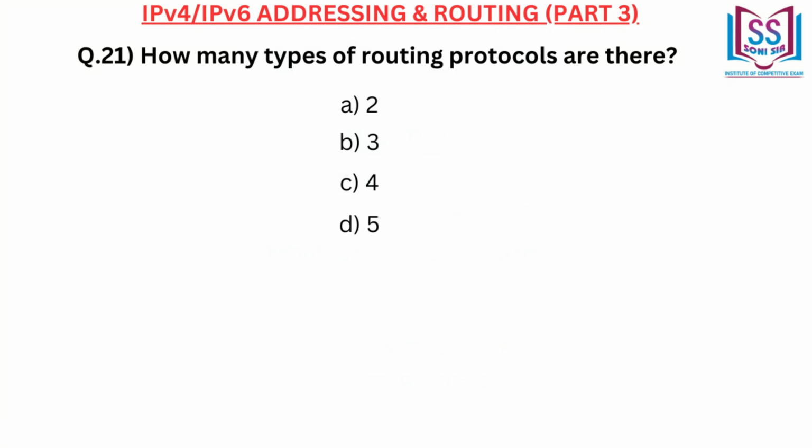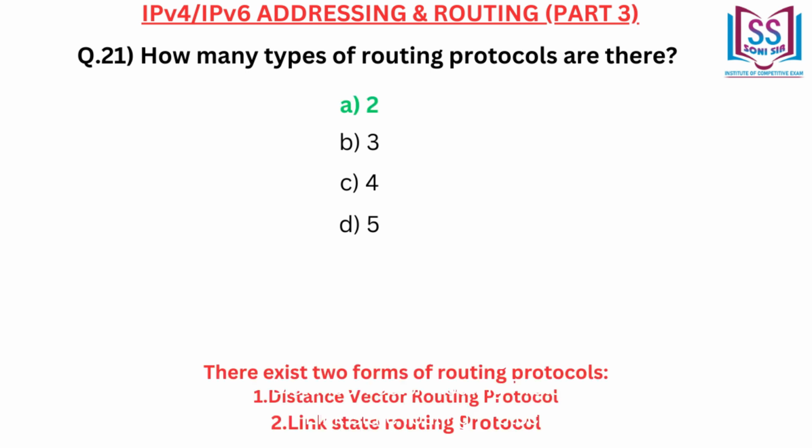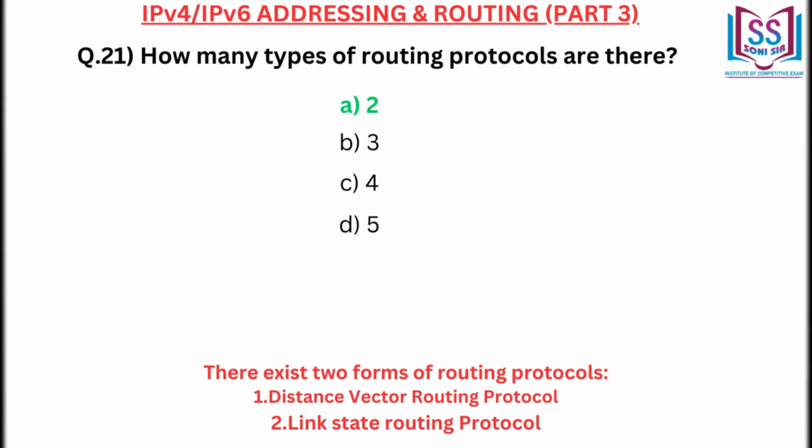How many types of routing protocols are there? A. 2. B. 3. C. 4. D. 5. Correct answer A. 2. There exist two forms of routing protocols. Distance vector routing protocol. Link state routing protocol.